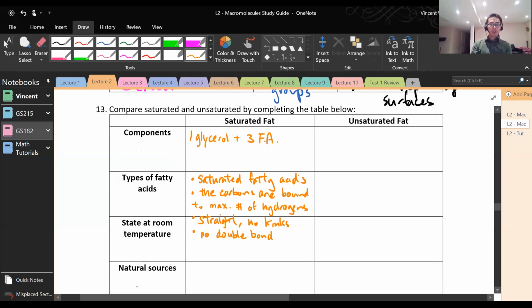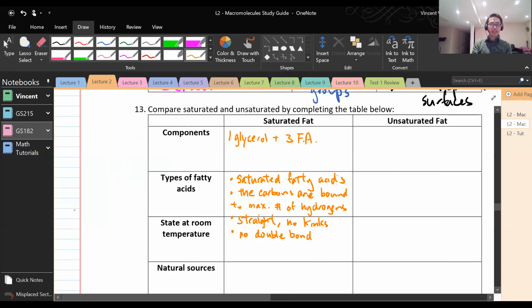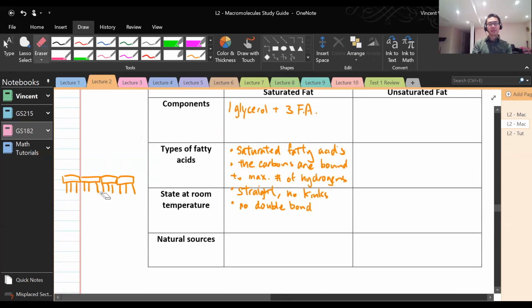Okay. So if I have to draw the fatty acids in a picture, there is your glycerol, maybe. And then you will have the 3 fatty acids. They are straight. There are no kinks in it. And for that reason, they can pack really close to each other. And because they're closely packed together, at room temperature, they will be solid. Solid at room temperature.